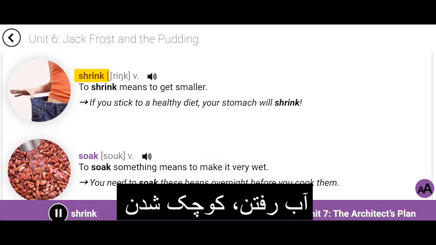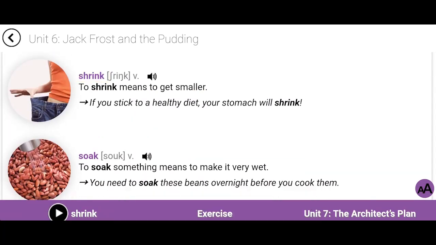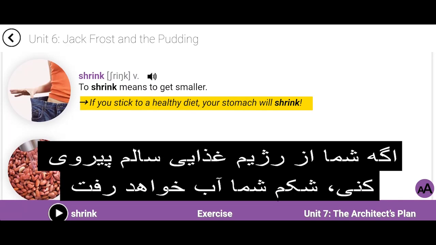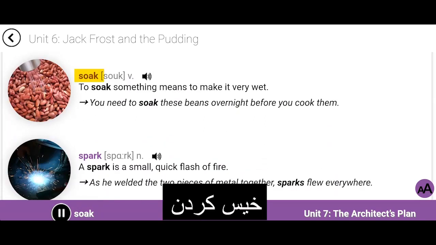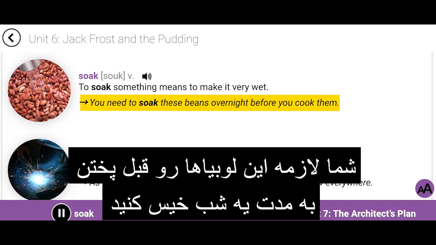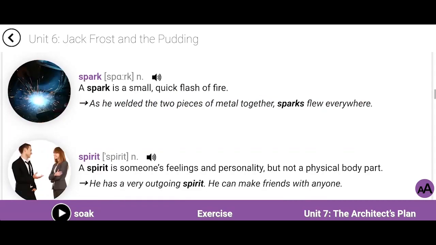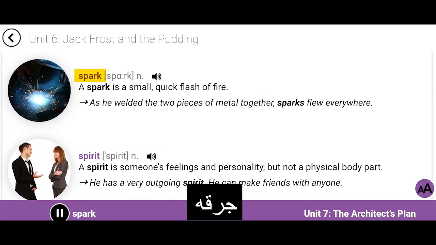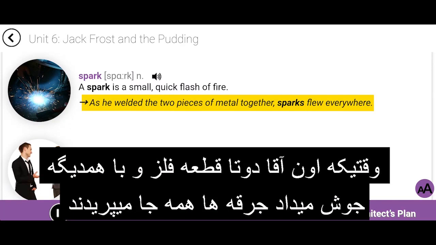Shrink. To shrink means to get smaller. If you stick to a healthy diet, your stomach will shrink. Soak. To soak something means to make it very wet. You need to soak these beans overnight before you cook them. Spark. A spark is a small, quick flash of fire. As he welded the two pieces of metal together, sparks flew everywhere.